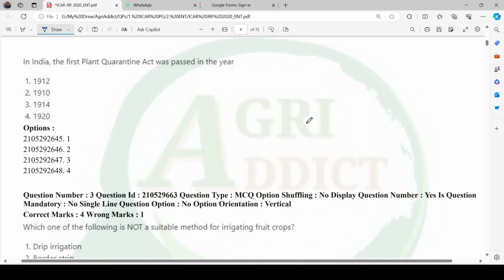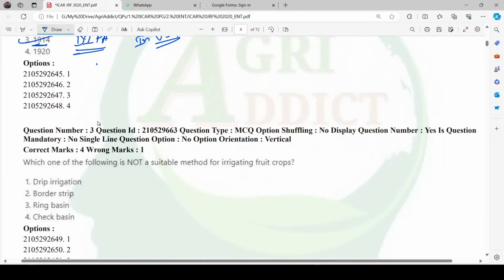In India, the Plant Quarantine Act was passed in the year... Look, this is asked from an Indian perspective. So it is 1914. In this year, DIPA, that is the Destructive Insect and Pest Act, was passed. But in 1912, the Plant Quarantine Act was passed in USA, not in our country. The Plant Quarantine Act that was passed in 1912 was in USA, but in India the first Plant Quarantine Act is DIPA, the Destructive Insects and Pest Act. So option 3, 1914, is the correct answer.